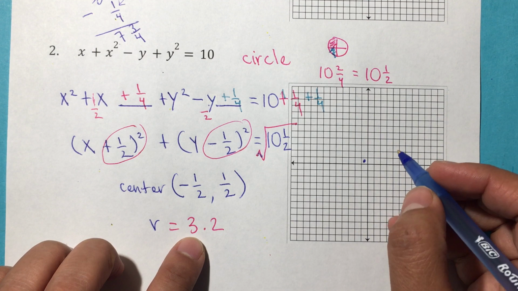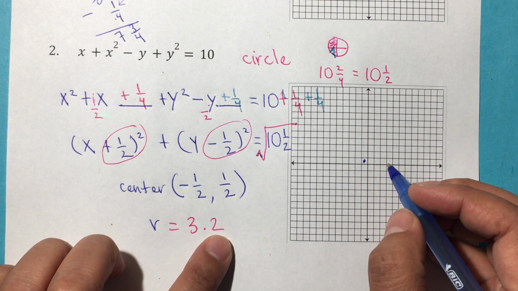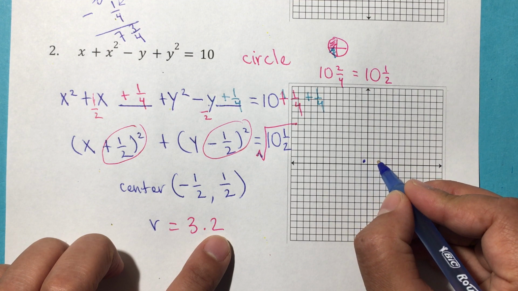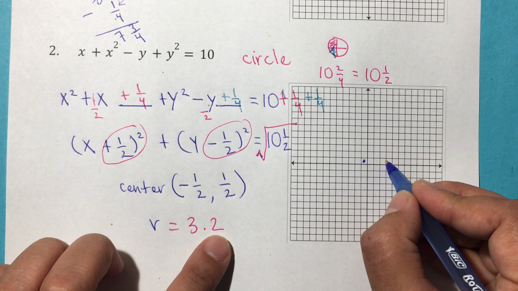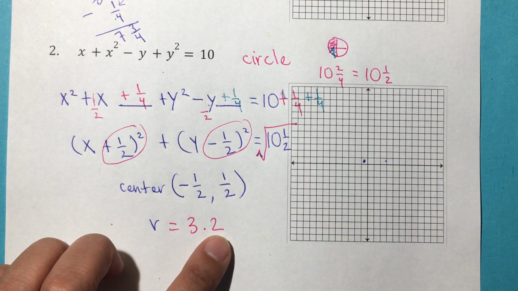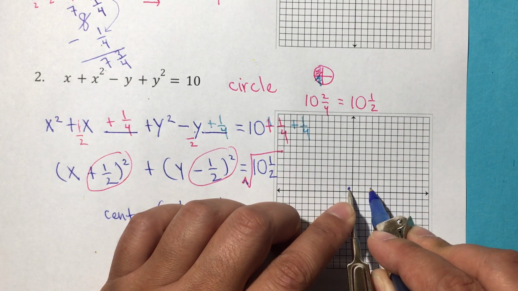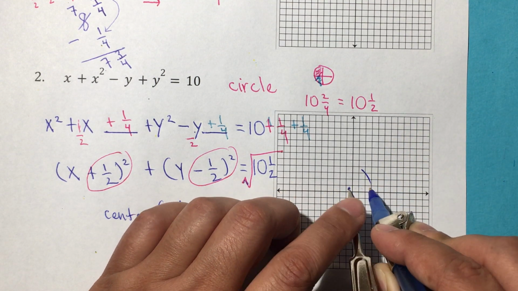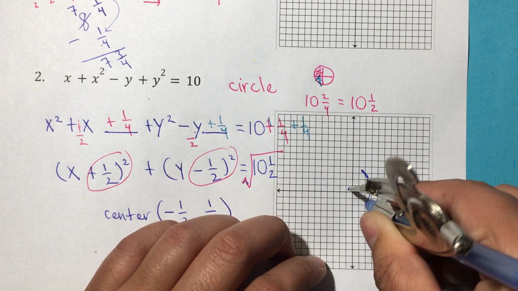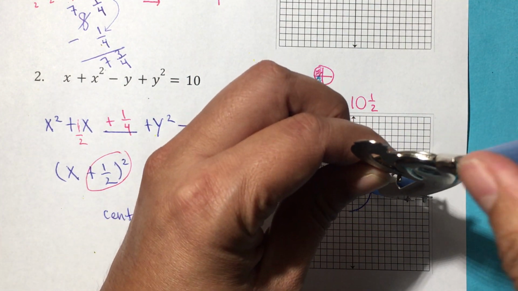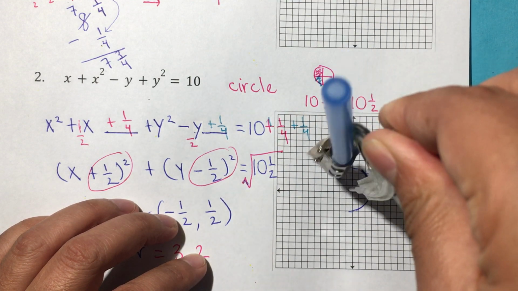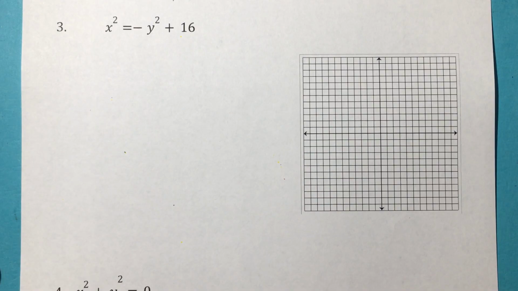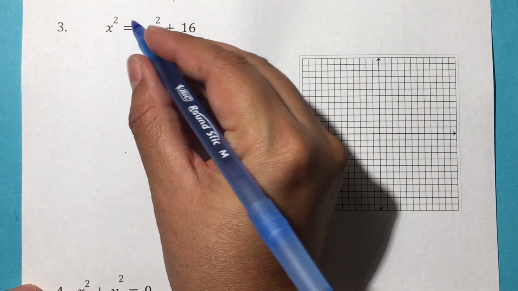And then the radius is 3.2. So 3 will be going to half of it. That's 1, 2, 3, and a little bit more. Okay, almost at 4. And so now we just create our circle. And there it is.